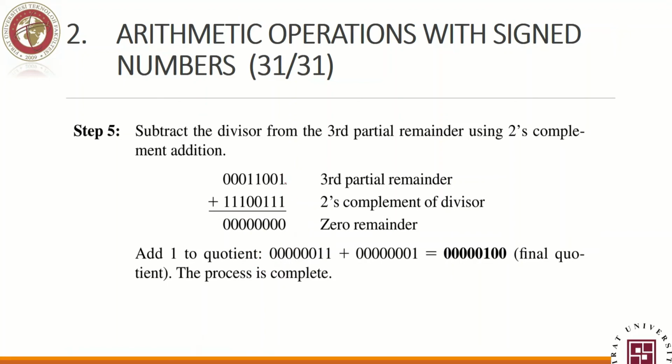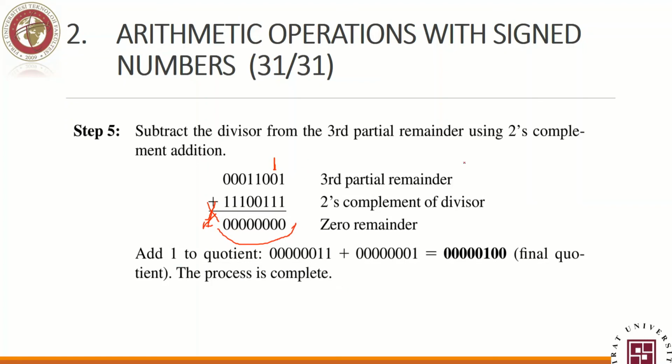Let's sum up this one. 1 plus 1 is 0 with 1 carried. 1 plus 0 is, here we have 1. Okay? 1 plus 0 is 1. Plus 1 is 0 with 1 carried. Again, 0 with 1 carried, and so on through the remaining bits. 1 carried here. Discarded, ignored. So we have a 0 remainder. Add 1 to the quotient and you're done.